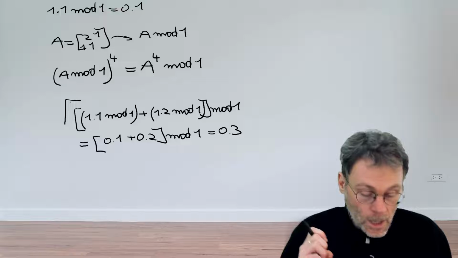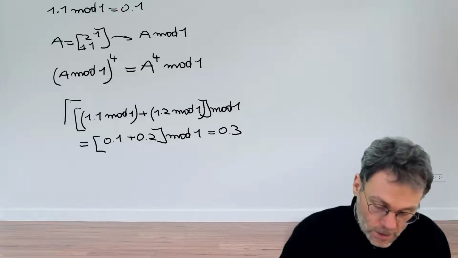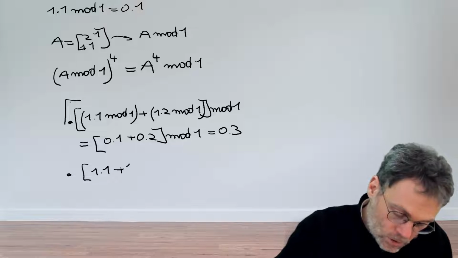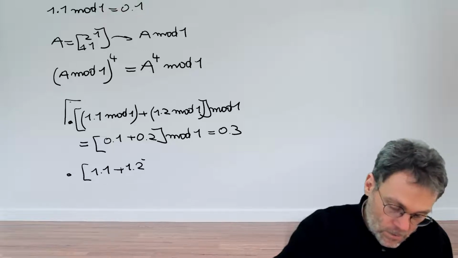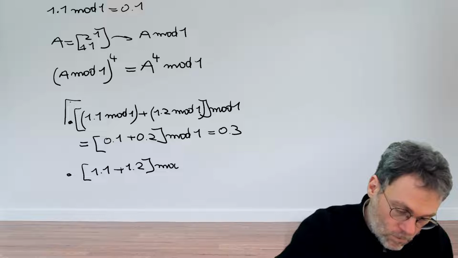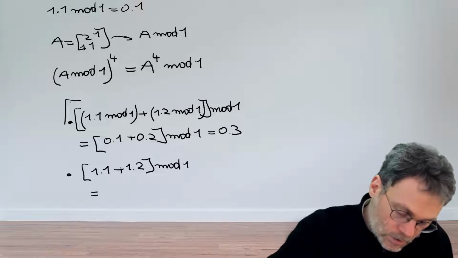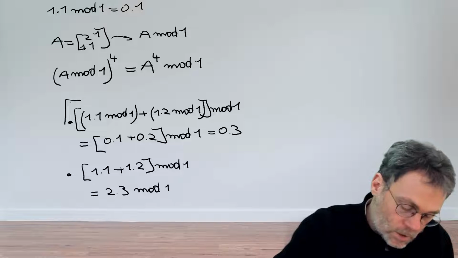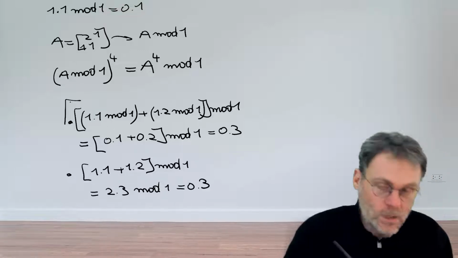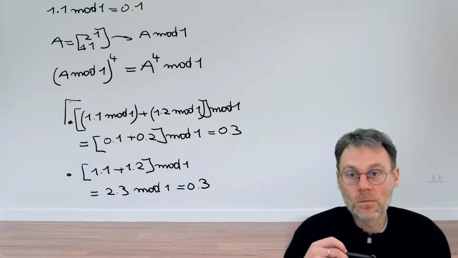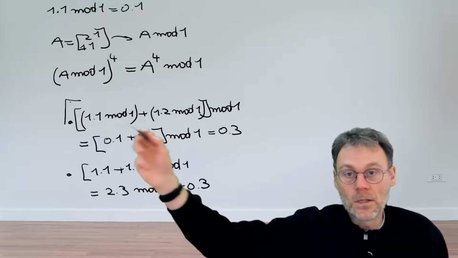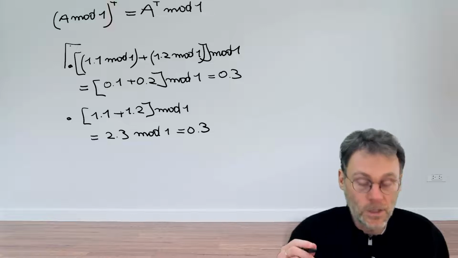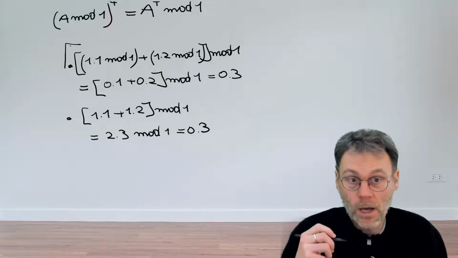Now, if we calculate that without the intermediate mod 1s, so we just do 1.1 plus 1.3 mod 1, this gives us 2.4 mod 1, and that's also 0.4. So at least for summations here, this means that you don't really need these intermediate mod operations. And you can do something very similar for multiplication by a constant.